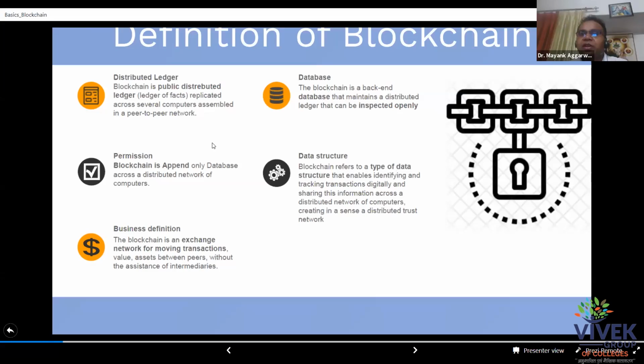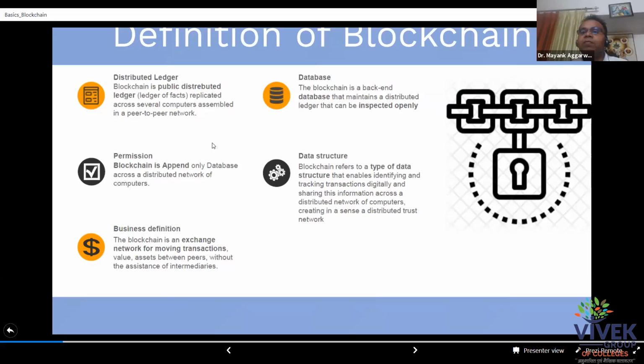The second characteristic of blockchain is that it is a permissioned database. It is definitely a type of database, but it is a permissioned database where only the people who are given permission can enter. They only can enter it, and they only can do certain things. It is a restriction based system. Blockchain is also a special type of data structure. As I already compared it with a linked list, blockchain is also a special type of data structure.